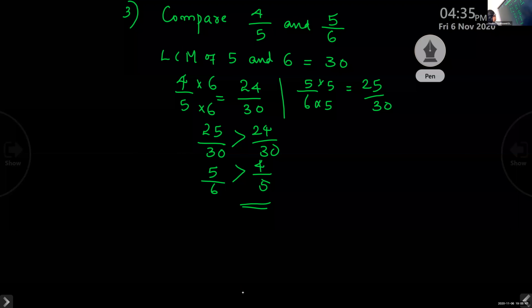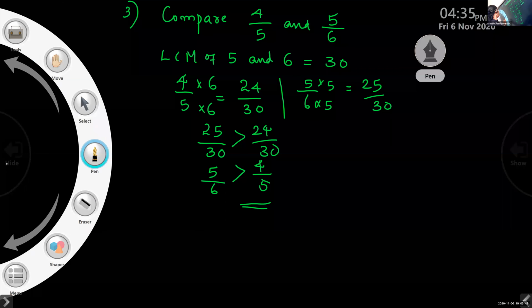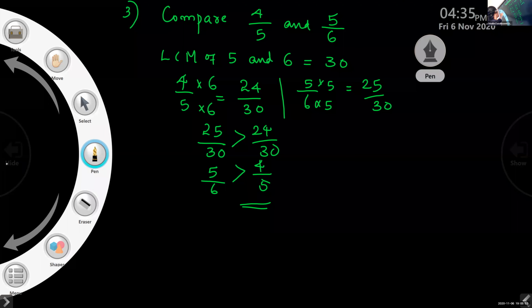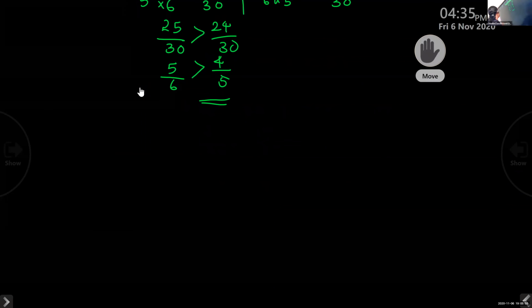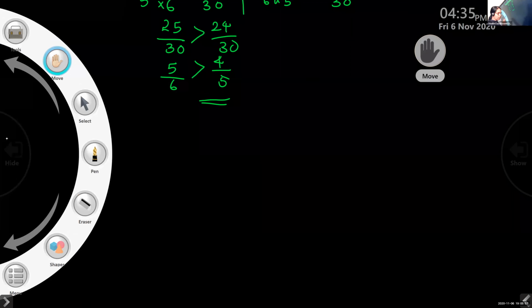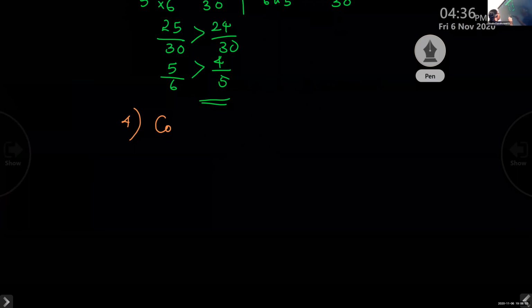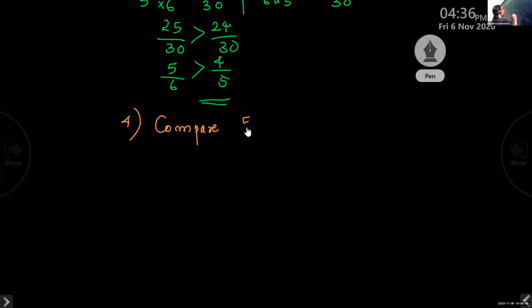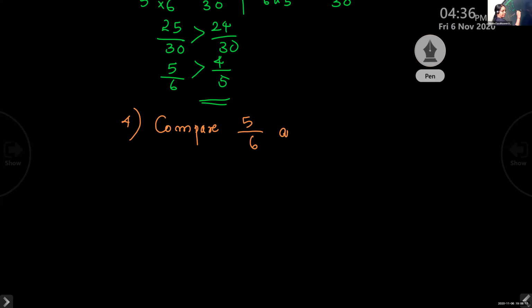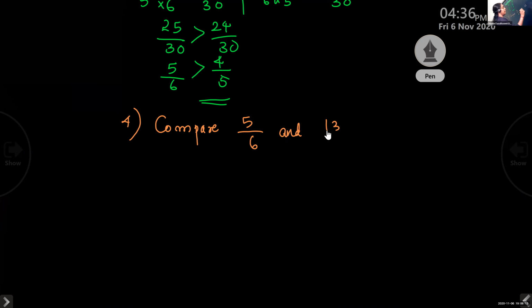In this one all the numbers have no common factors. Now I'll give a proper LCM question. Question number 4. Compare 5 by 6 and 13 by 15.